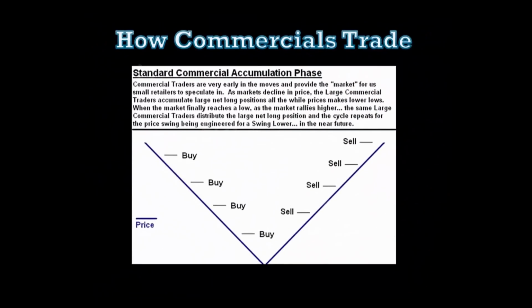So how do the commercials trade? Well, I'm going to give you this, basically the standard commercial accumulation phase. And as price, depicted by this blue line here, this V on the left side of the chart, we start coming down. That's going to graphically depict a decline in price. Once price comes down to a low of some kind, finds a support level, or deemed value, the commercials are done with all their buying.